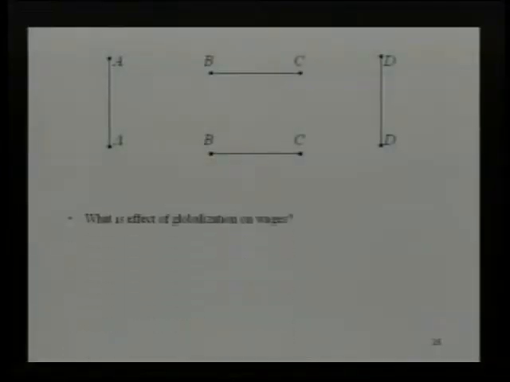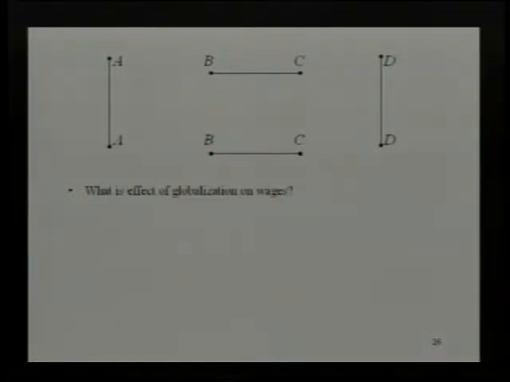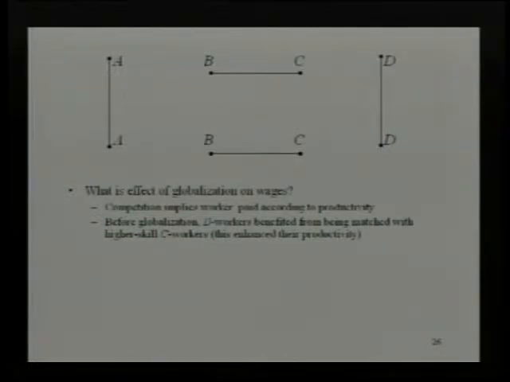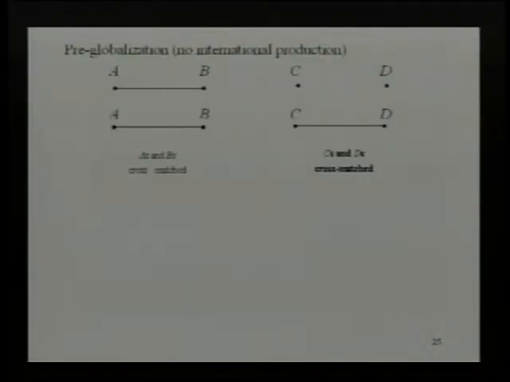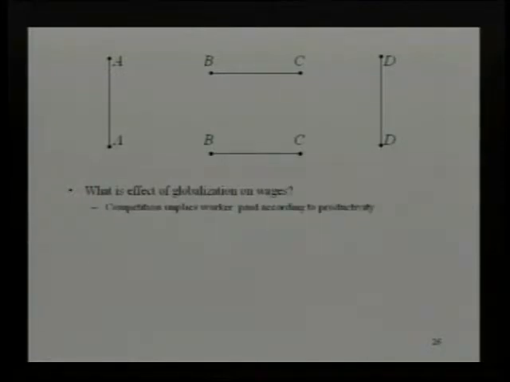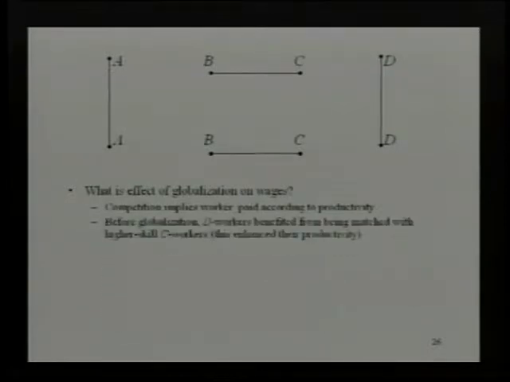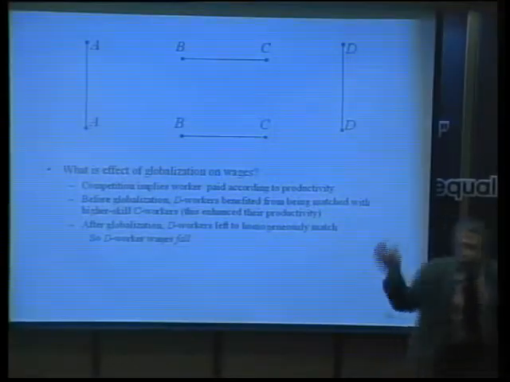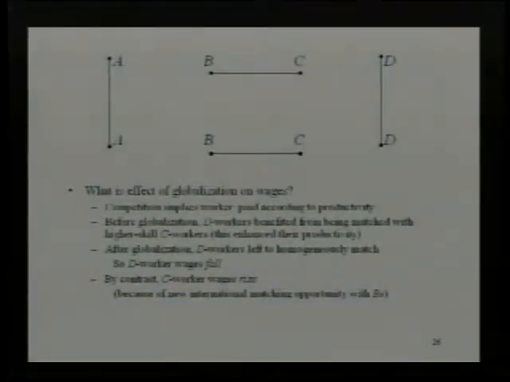So let's explore the implications of this for wages. We see that before globalization, the D workers matched with the C workers. That was good for them because they were working with higher skill people. That meant that they were more productive. But after globalization, the D workers are left by themselves. That means that their wages will fall as a result of globalization. At the same time, the wages of the C workers go up because they now have this new opportunity, the opportunity to work in an international company with B workers.